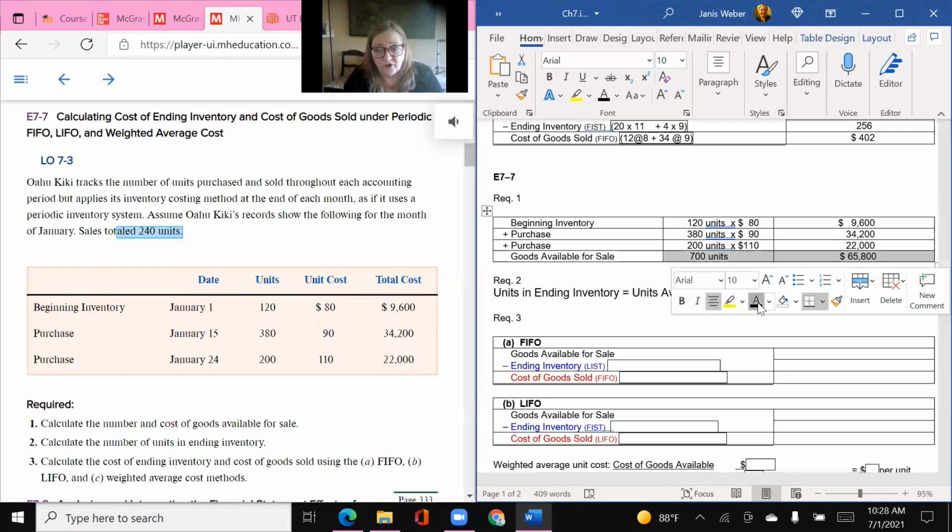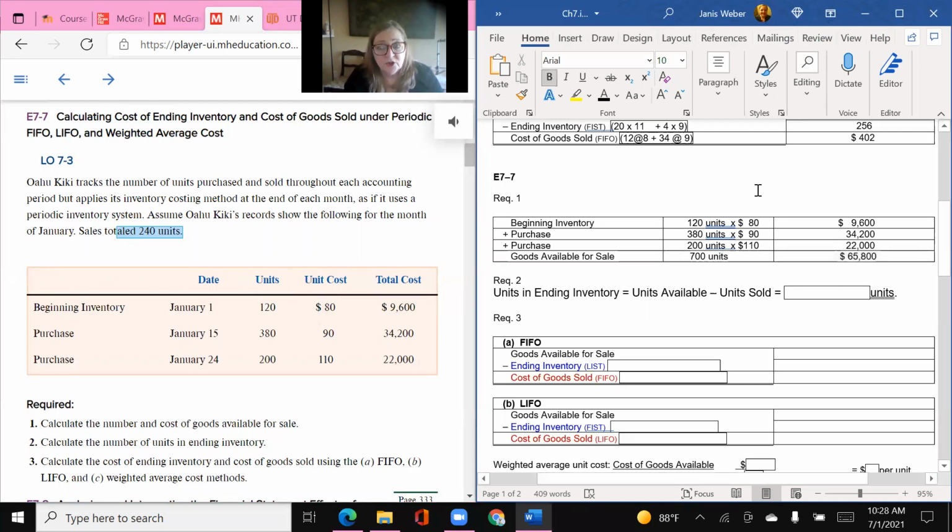And then when you add all the numbers up of the number of units, you get 700 units. That's just this 120 plus 380 plus 200. Okay, so we know how many units there are. We know how much the cost in those units is. Now, do we know how many are left?